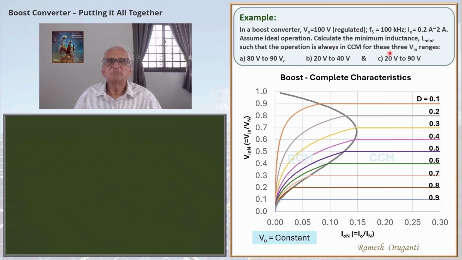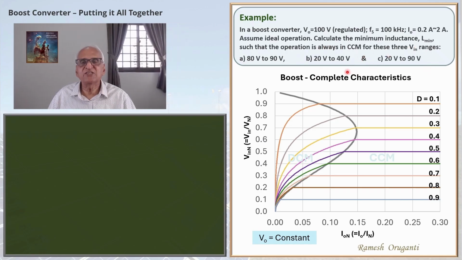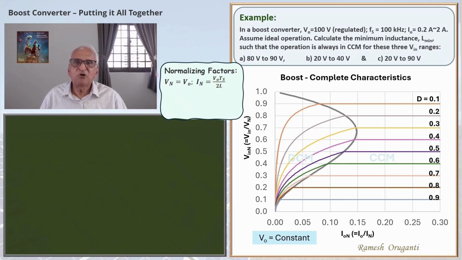This shows the voltage and current normalizing factors. The normalized boundary current equation is given by I0Bn equals Vn times (1 minus Vn) square. The current range is between 0.2 amperes and 2 amperes. We know that the converter goes into DCM when we reduce the current sufficiently. If the operation is at the boundary between CCM and DCM at I0 equal to 0.2 amperes, at all higher currents, the operation will definitely be in CCM.